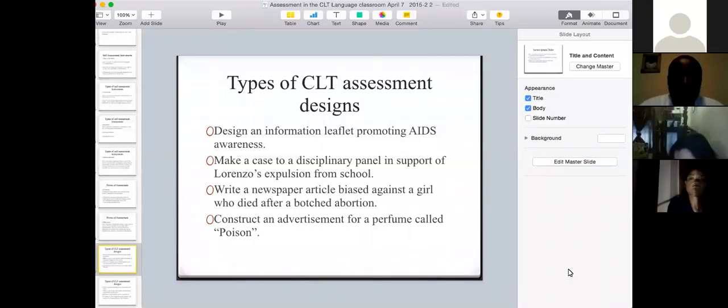Construct an advertisement. It doesn't say if it's written or if it's video or something like that. Yes. So I was thinking maybe in that case, we might want to have some kind of guideline as to what we're looking for. Because at first, I was scratching my head, wondering what kind. If it's an advertisement in a magazine or a newspaper, we might want something more written.